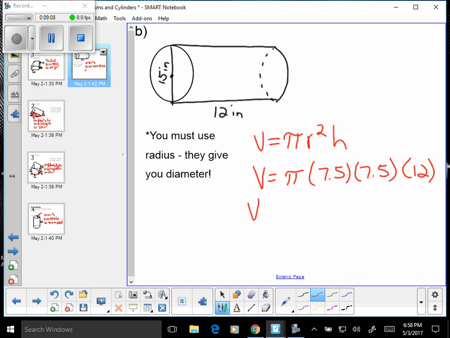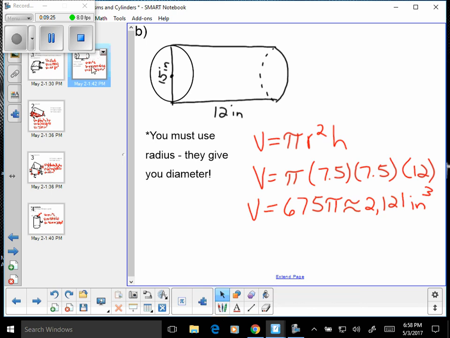Now this one, once I put it through the calculator, I get 675 pi. And if I'm going to take it to the nearest unit, I should have 2,121, in this case, inches cubed. And that is the conclusion of lesson chapter 9-6.